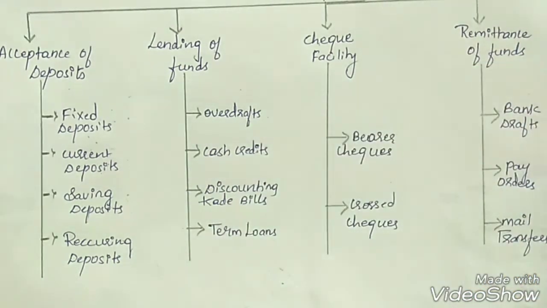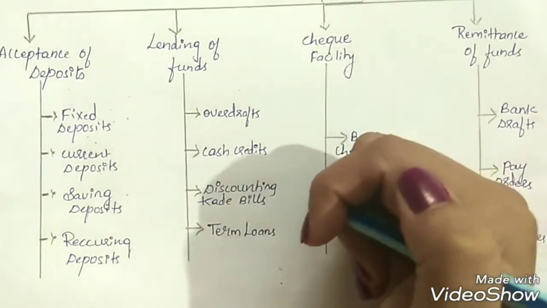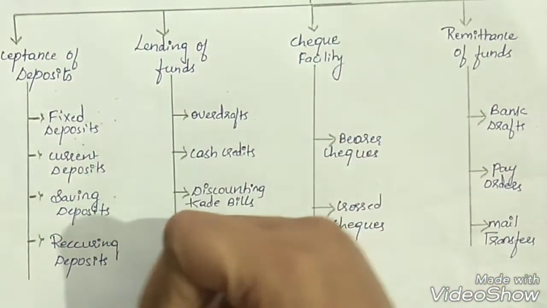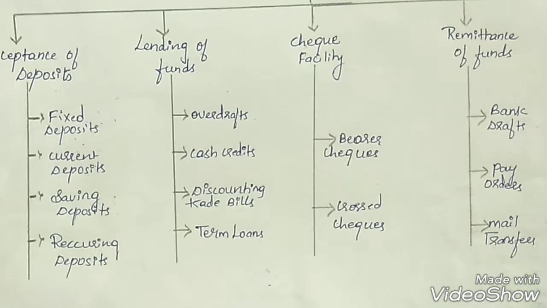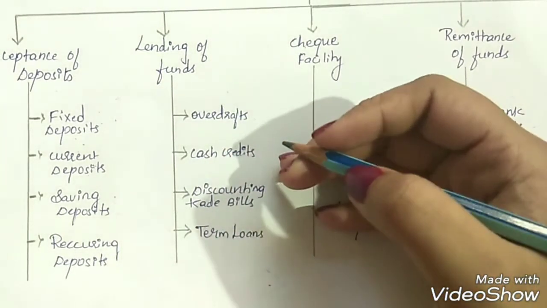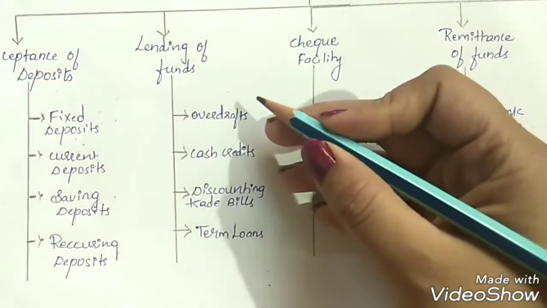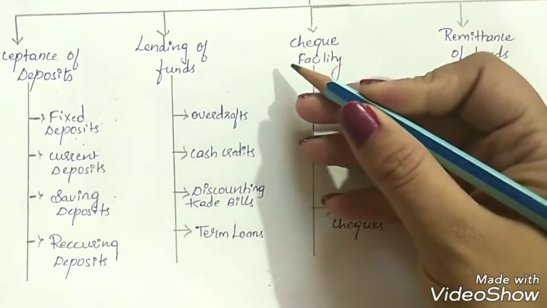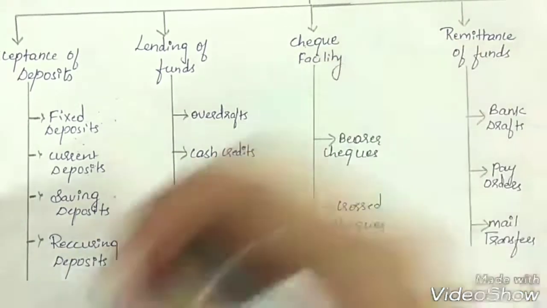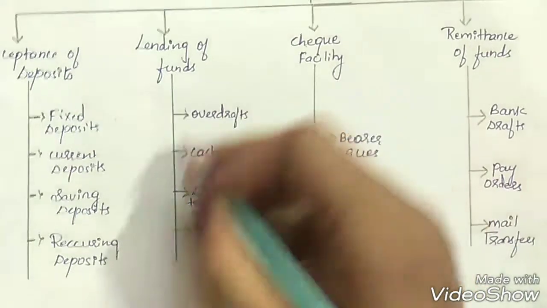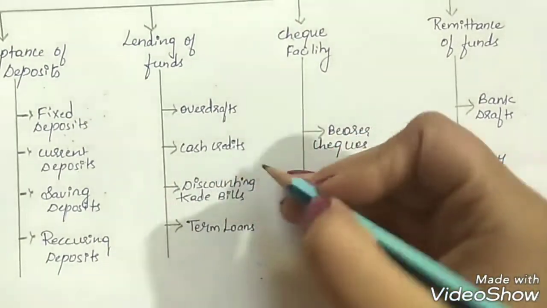Suppose I own a credit card, there are rupees 10,000 in my bank account, but I shop for rupees 12,000. That 2,000 extra will be provided by the bank in the form of overdraft, which I have to repay to the bank along with certain interest. Okay, clear? Next, cash credit.